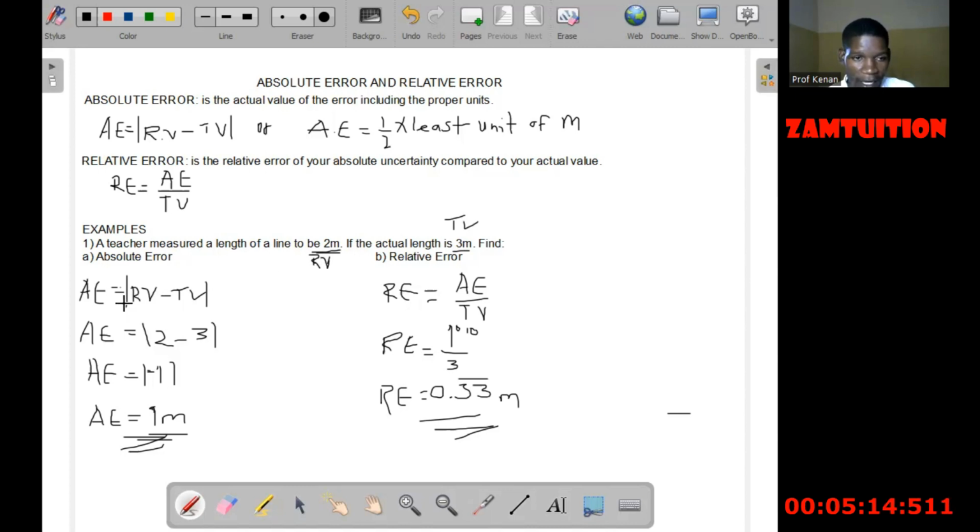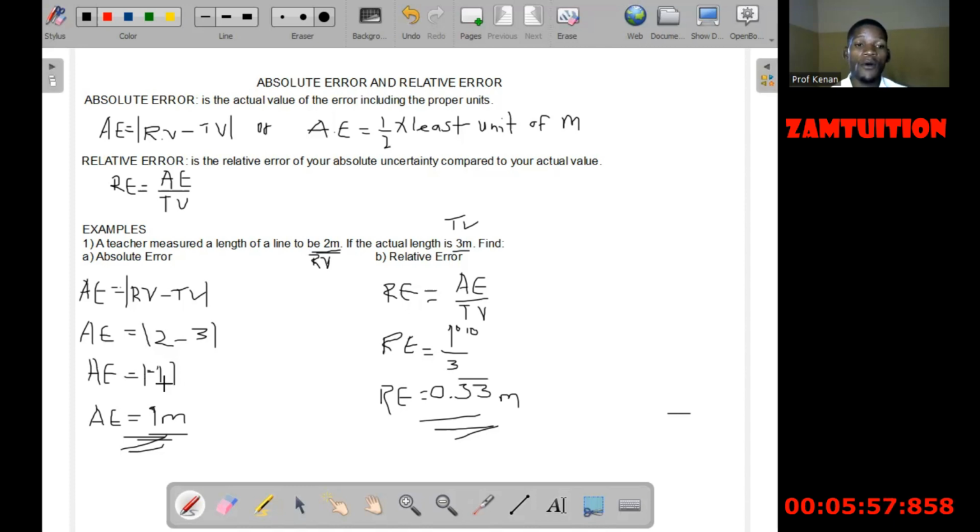So how do we find the absolute error? We are going to use the first formula, which says that absolute error is equal to the magnitude, which is the bars, of the recorded value minus the true value. The recorded value in this case is 2, which was measured by the teacher. And the true value is 3, which was the actual value. We subtract, 2 take away 3, it will give us negative 1. So the absolute error is equal to the magnitude of negative 1.